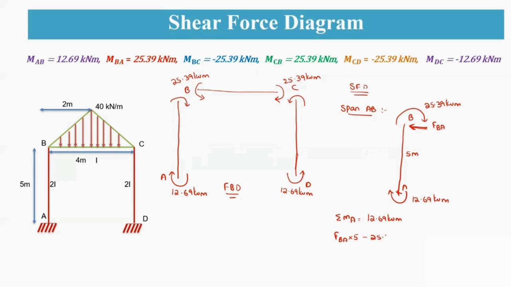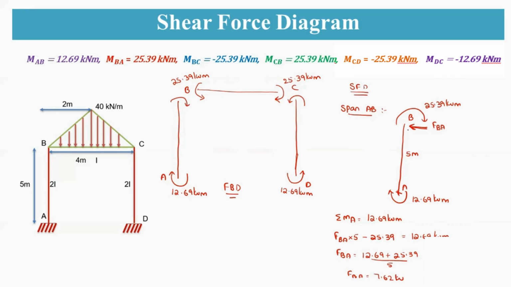So that means minus 25.39 will be equal to 12.69 kilonewton meter. So that means FBA will be equal to 12.69 plus 25.39 by 5. So that means FBA will be equal to 7.62 kilonewton. So we are getting a positive value, so that means this direction is correct.